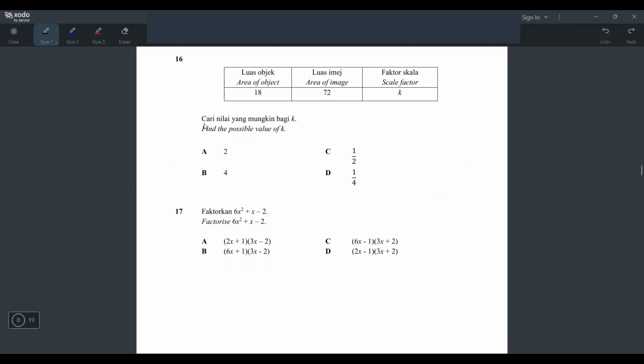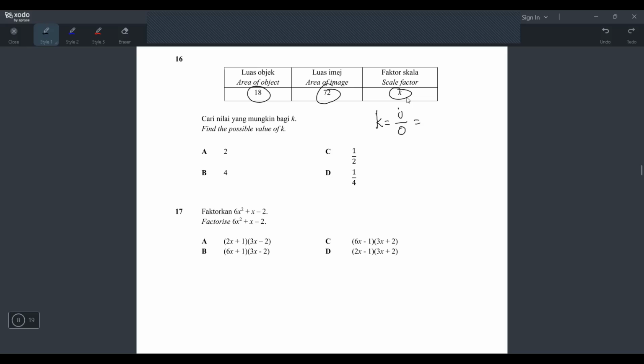Okay, number 16. Find the possible value of K. They give me a lost object, area of object 18, area of image 72, find K. A lot of students will do it like this, and some of you might do it wrong. You will take, because the K formula, scale factor, is image divide object, right?